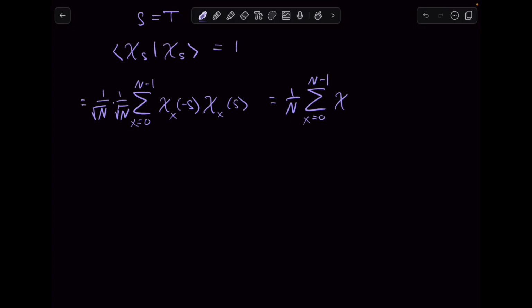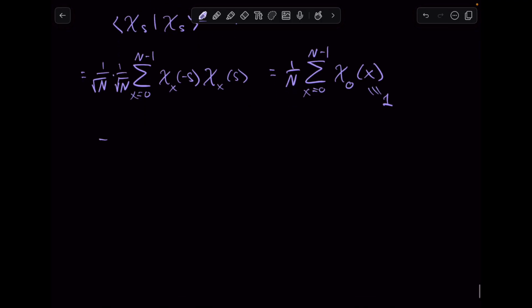And then again, using our conversion from multiplication to addition, we have chi of x acting on 0, and we do the same flip. And this thing is just equal to the 1 function. So we just add 1 n times and then multiply by 1 over n. Of course, that's equal to 1. So these guys are orthonormal. Let's see what's next here.